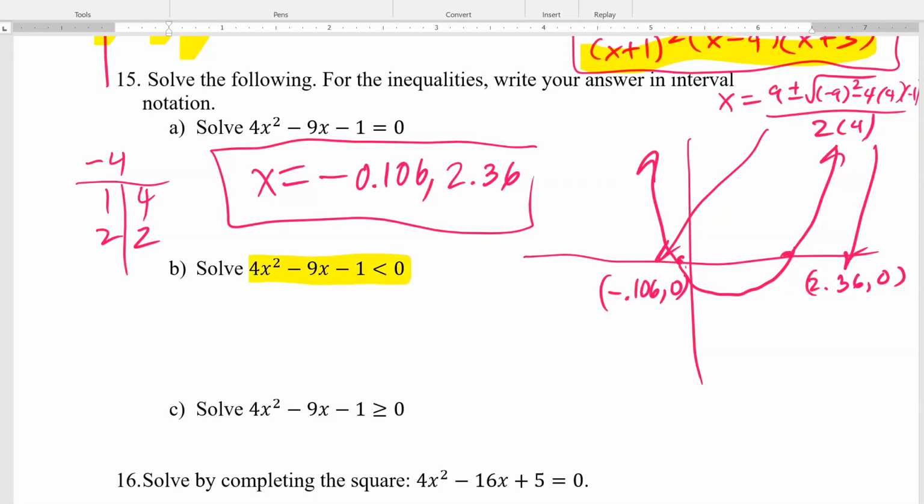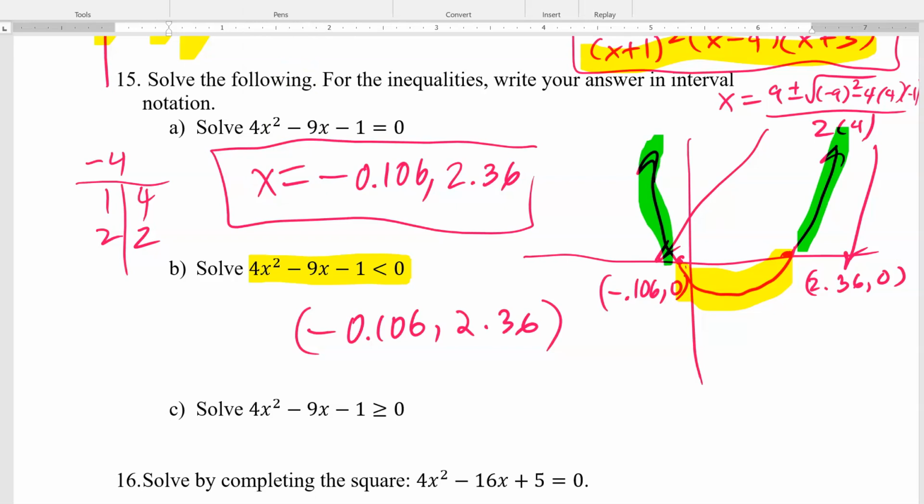Where is the graph less than 0? In the middle. So between those two numbers, between negative 0.106 and 2.36, since there's no equal, parentheses. Where is it greater than? To the right and to the left. So to the left of that would be negative infinity to negative 0.106, parenthesis, union, bracket, 2.36 to infinity.